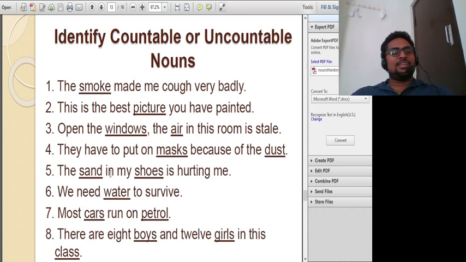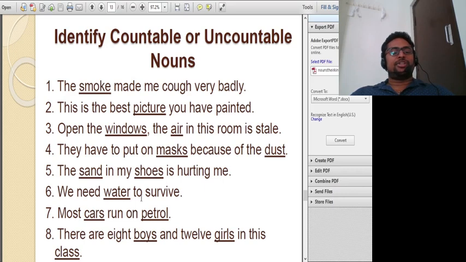The sand in my shoes is hurting me. Sand is uncountable. We should not pronounce a plural form for this. Sands is wrong. Sand is right. Shoes, we are able to count shoes. So shoes is countable. Sand is uncountable.